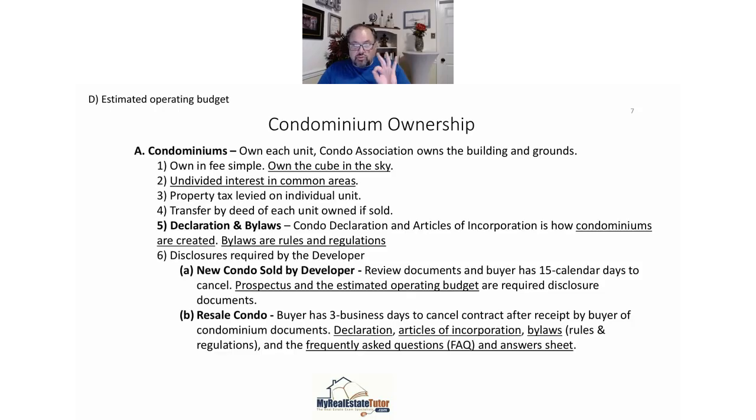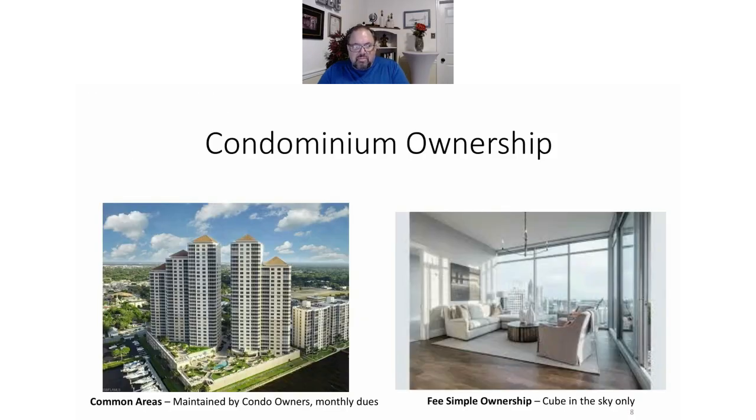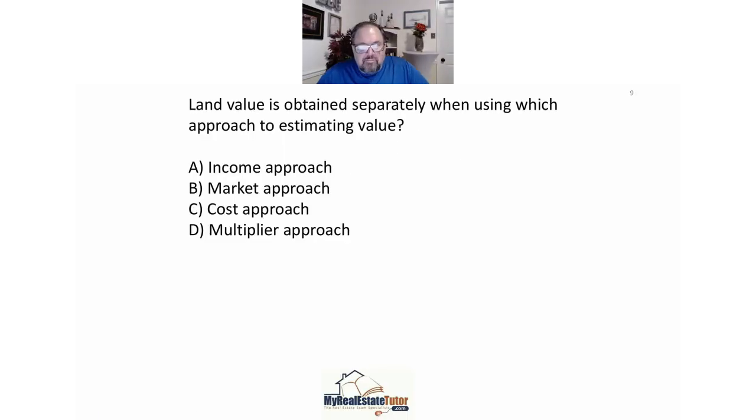And then for a resale, it's 3 business days. Okay, again, declaration, articles of incorporation, bylaws, and then frequently asked questions are going to be the makeup of disclosure documents, right? 3 business days for a resale, 15 calendar days for a new condominium sale over 20 units. Here's the condominium picture I wanted to give you. Remember, you own the cube in the sky. Down there at the right picture and the left, you see the swimming pool. All that's going to be shared common areas. Okay. All right, let's move on.